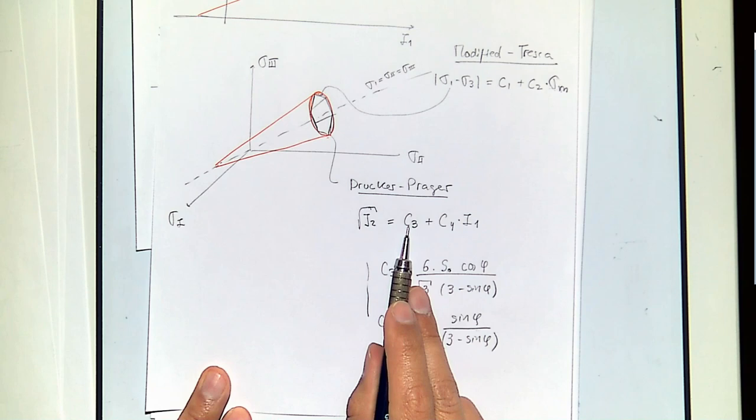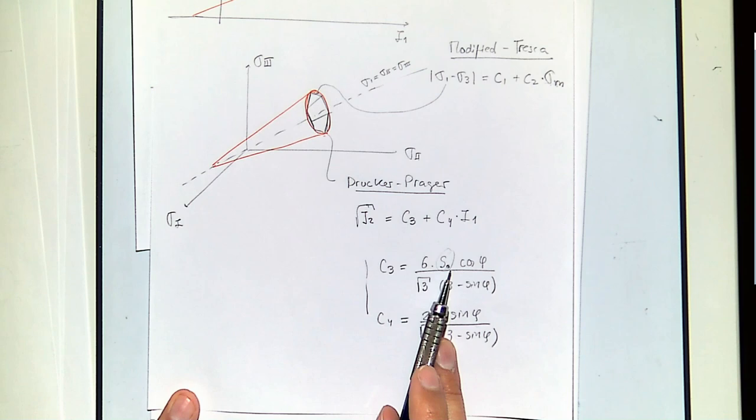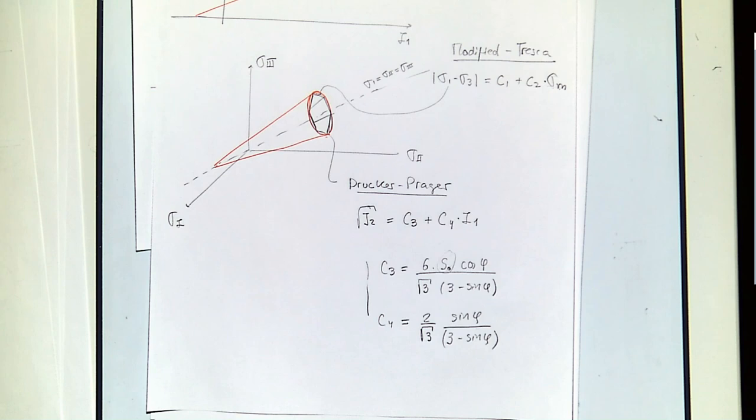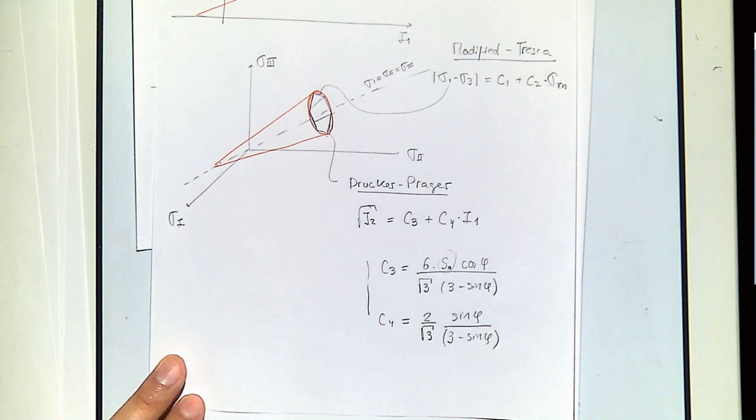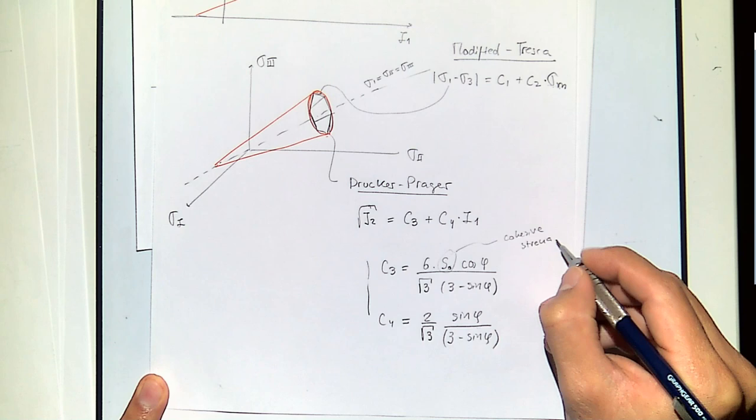and C3, which is this constant, also depends on a value which is cohesive strength. For example, if cohesive strength were to be zero, then the tip of the cone will be at the origin. If it's not zero, that means the material is cemented, and the tip of the cone is on the negative side. That means that it can bear some tensile stress. This is cohesive strength, and we're going to see later what this is. Just hang on a little bit till we get there. This cohesive strength, this is friction angle.